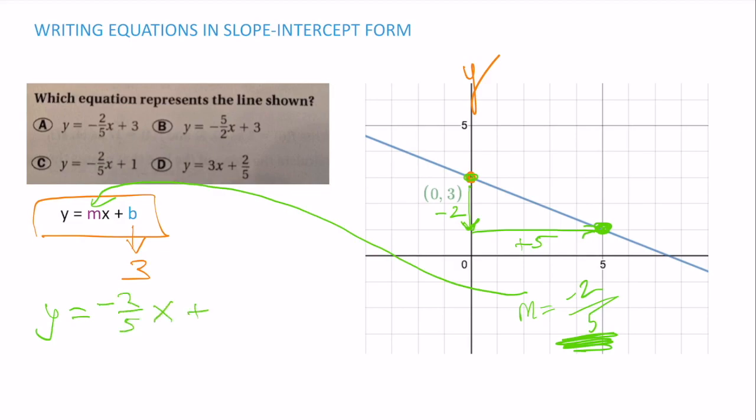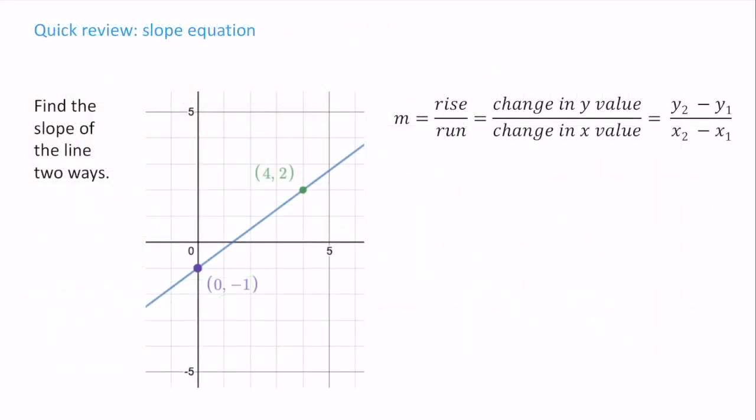Keep that in mind. The slope is just the m. It has nothing to do with the x. Slope is just that -2/5. And you are done.